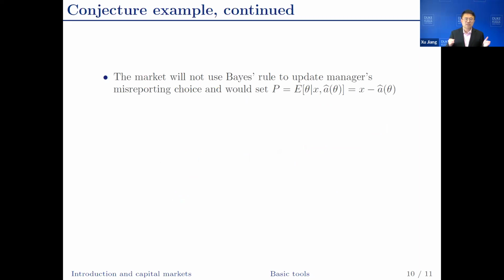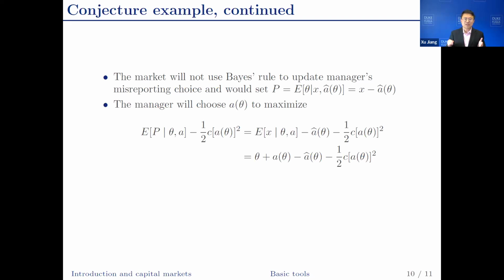And in this case, because the noisy observation of endogenous components has no information content, the market is not going to use Bayes' rule to update the manager's misreporting choice. They're going to set price equal to X minus some conjecture about the manager's manipulation, because manipulation choice is endogenous. And so in this case, from the manager's perspective, the expected value of P conditional on theta and A would be the expected value of X, but the expected value of X is the expected value of R. And R is theta plus A theta. So this R is determined by the manager's actual choice. But the minus A hat theta part, the conjecture part, is not controlled by the manager. That's just the market's conjecture.